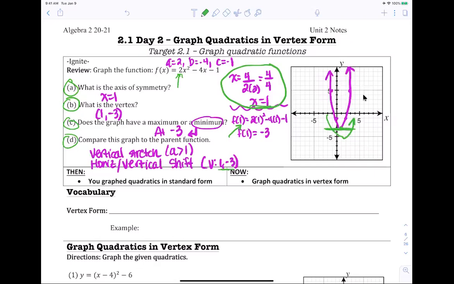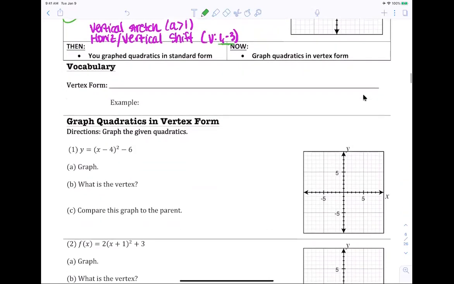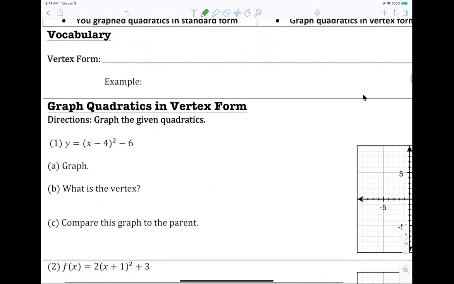Now, when it comes to vertex form, to be honest, vertex form is my favorite because we don't have to use a fancy formula to find our vertex. And we actually can't use the negative b over 2a formula because that only applies to standard form. In vertex form, we don't really have a b or a c term because vertex form looks something like this. It's y equals a times x minus h squared plus k.